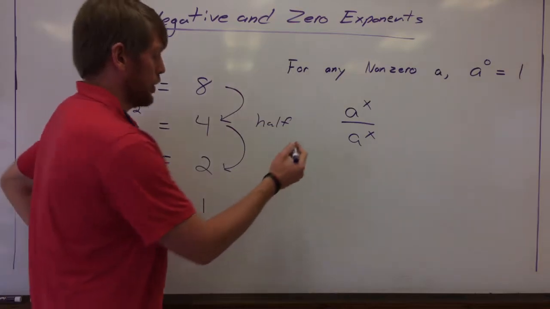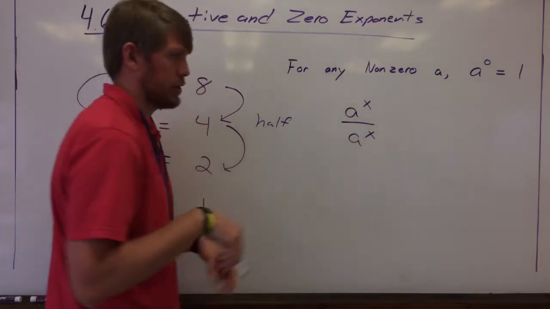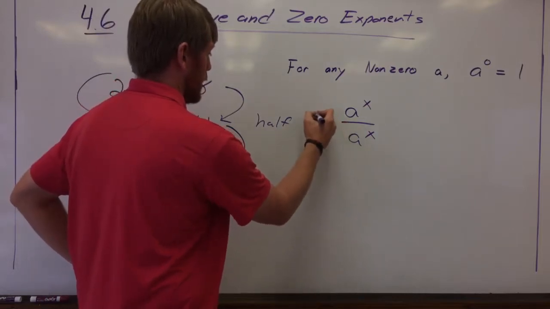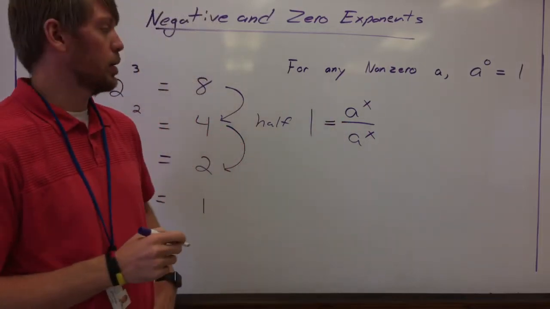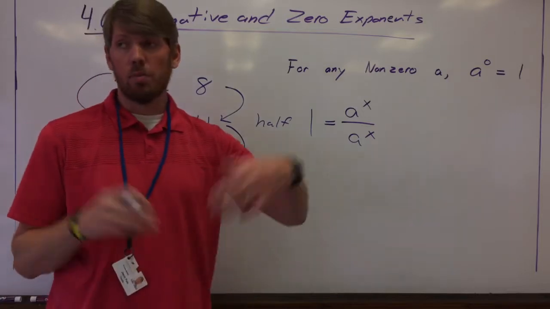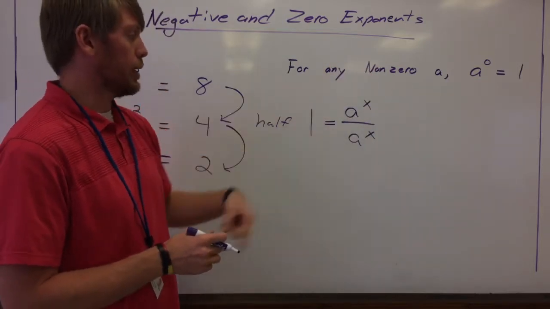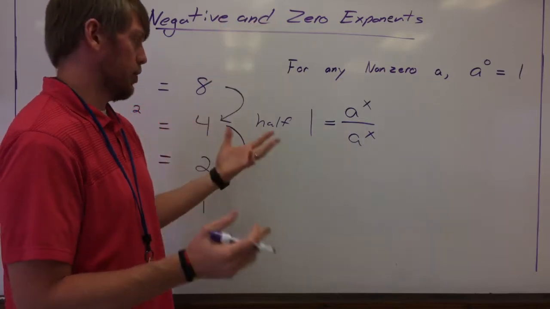But for a second, consider that anytime you have a fraction in which the numerator and denominator are equal, we know that it is equivalent to 1. If it was 10 over 10 or a million over a million, it would be equal to 1. Here we have a to the x over a to the x, same numerator and denominator, therefore it's equivalent to 1.